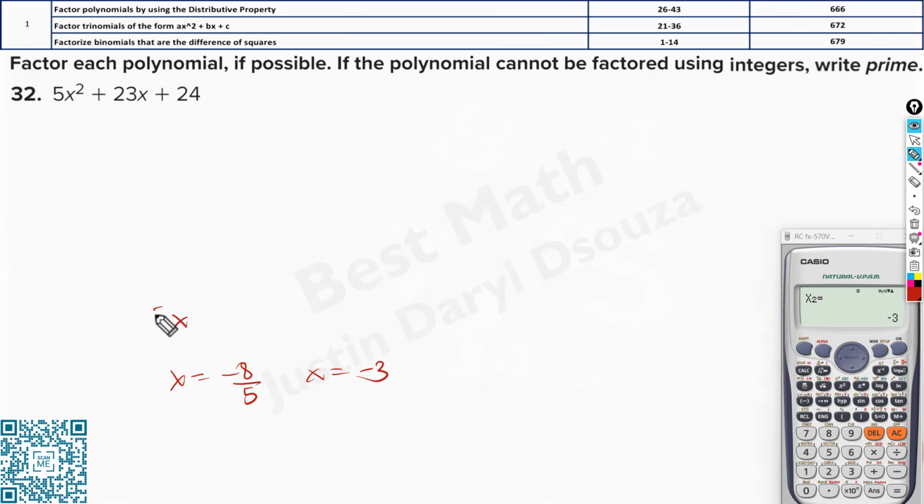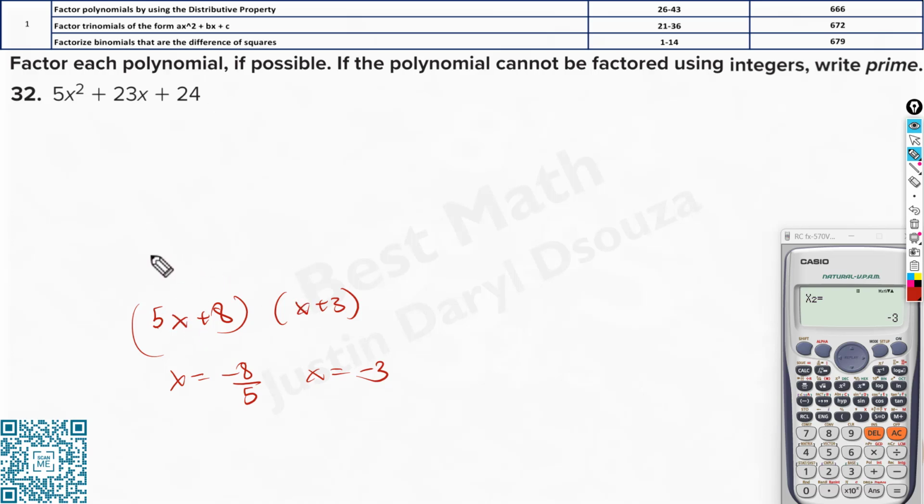Now here it'll be 5 times (x + 8) because this goes inside. That's one factor, and you have (x + 3). That's another factor. Now here we can't take anything common outside because 5 is a prime number. There's no way you can remove it common with the even numbers and odd.